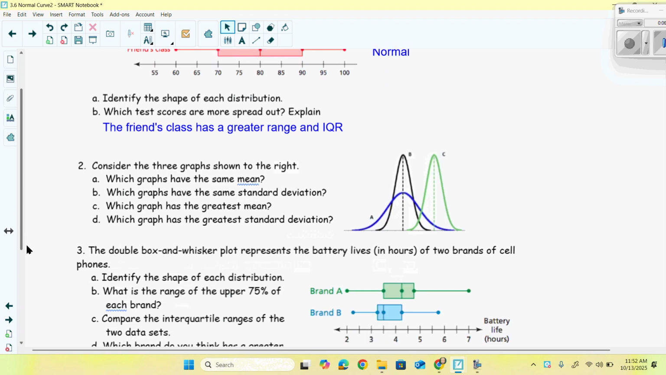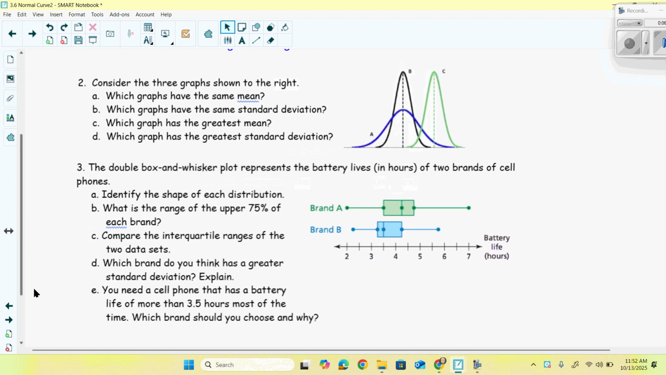Moving on. Considering the three graphs shown to the right, these are normal curves. Which graphs have the same mean? The mean is going to be, again, the middle. And if you look here, the blue and the black both have a mean right through whatever value this is. We don't even need to see the value, but we know that their means are the same, even though their spreads are different.